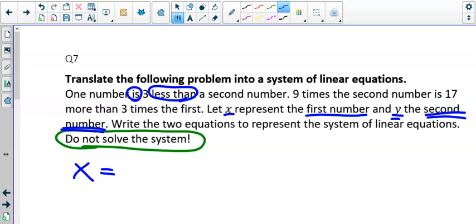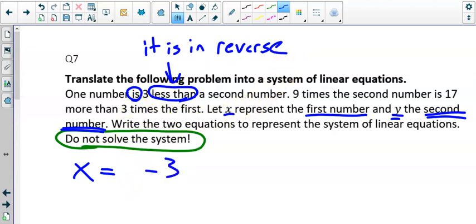And that's what a lot of people will put, but that is incorrect. That's why I said you got to be careful of this. Normally we do take it in the order that it's given, but the word less than right here means it is in reverse. The 3 goes after the minus sign. The second number, which is y, goes before it. So watch out for the word less than, because it does mean subtraction, but it's written backwards. Okay?